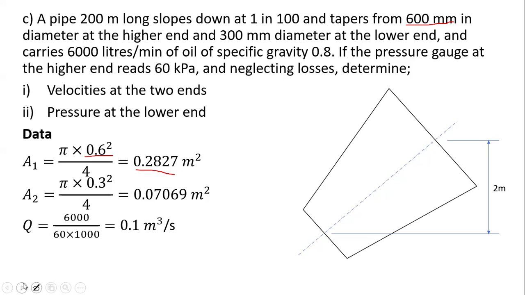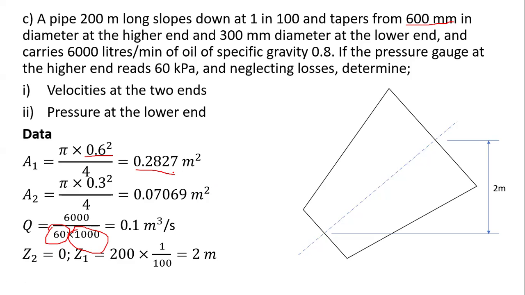The discharge is in liters per minute. So to convert liters to cubic meters, that's why we've divided by 1,000. To convert those minutes to seconds, this is where the 60 is coming in, because every minute has 60 seconds.